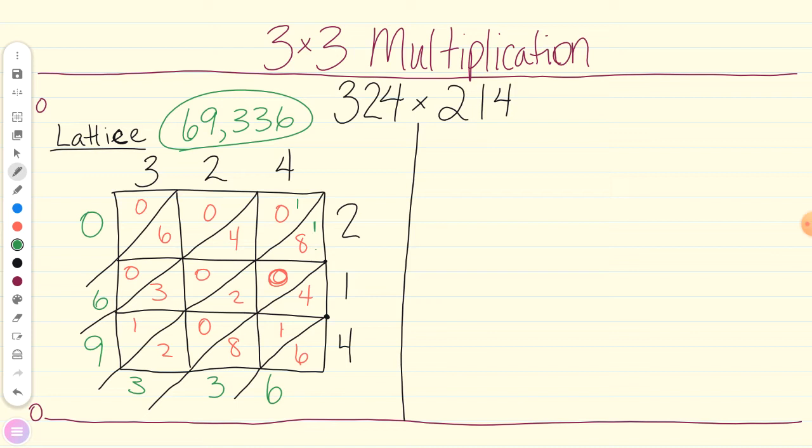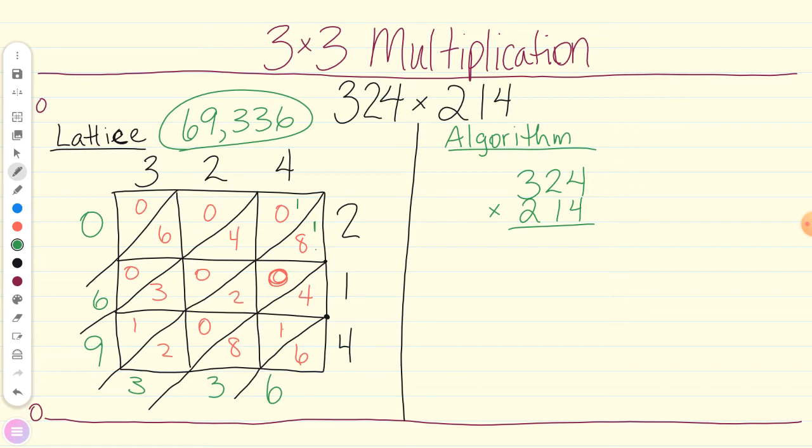Now, algorithm. Let's go over here and write algorithm. How do we set this one up? Colby? We'll put 324 times 214. Okay, so I write the 324 on top, 214 on bottom. What number should always go on top on this? The highest number, the greater number.